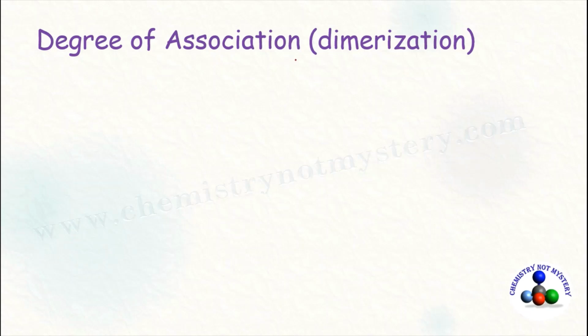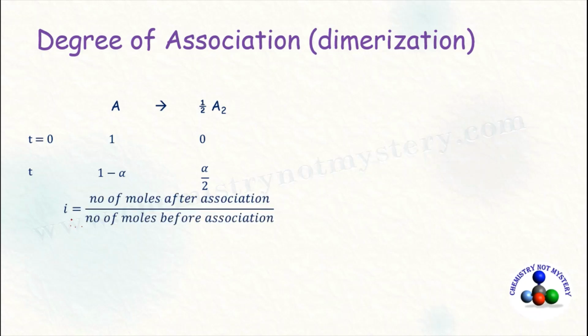Now come to the degree of association or dimerization. For example, A type of molecule is there and it dimerizes to form A2. At the beginning, there was 1 mole of A type of molecule. And after association at time t, 1 minus alpha moles of A will remain and alpha by 2 moles of A2 are produced. We have a formula for the Van't Hoff factor, i. It is equal to the number of moles after association over the number of moles before association. So after association, 1 minus alpha mole and alpha by 2 moles are produced. And before association, just 1 mole of A molecule is there.